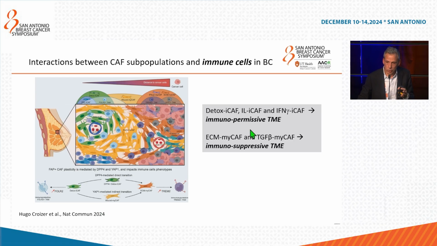And to summarize, because I don't have enough time to go into detail, there are two sorts of cancer-associated fibroblasts. What we call the iCAFs, which include detox iCAF, interleukin iCAF, and interferon gamma iCAF, are more immunopermissive. It's good to have those. And we have the bad CAFs, the myCAFs, which include the ECM (extracellular matrix) myCAF and TGF-beta myCAF. These are very immunosuppressive fibroblasts in this microenvironment.